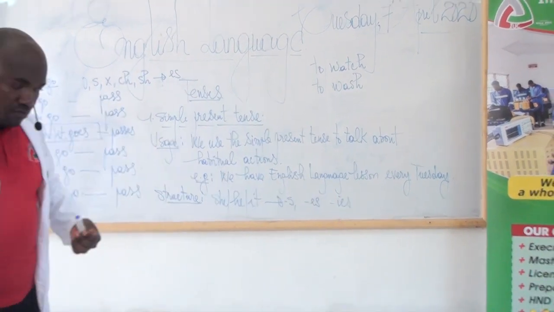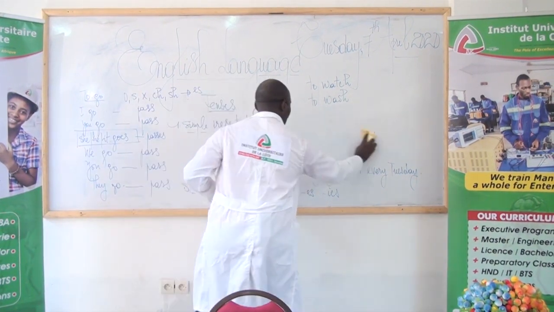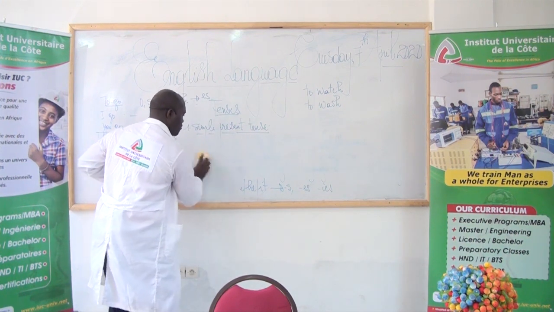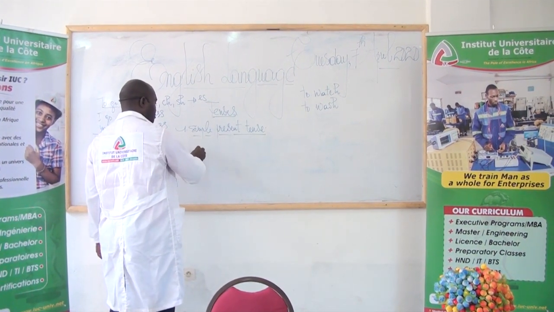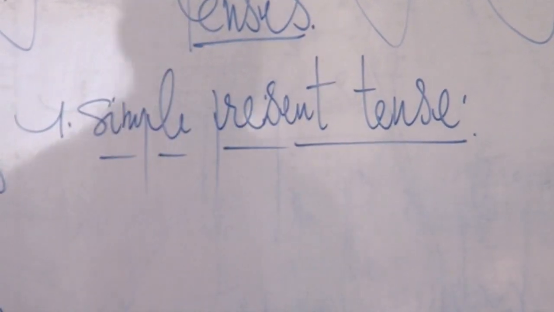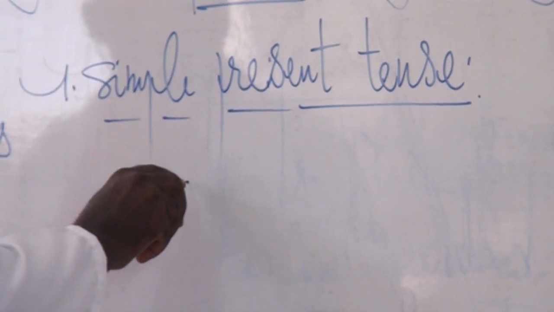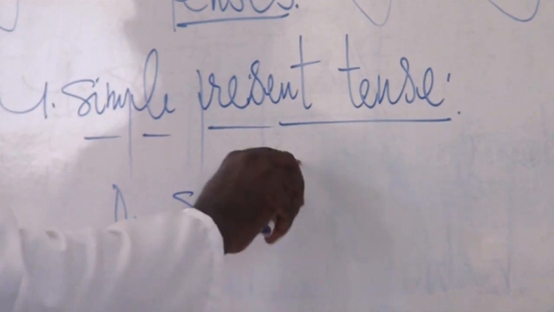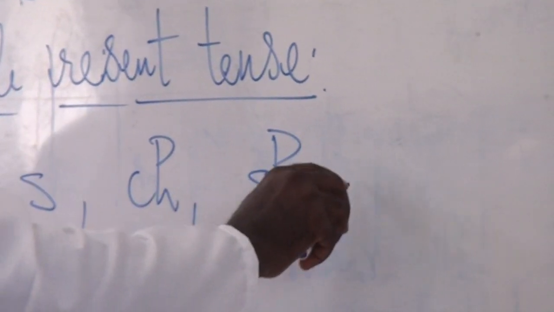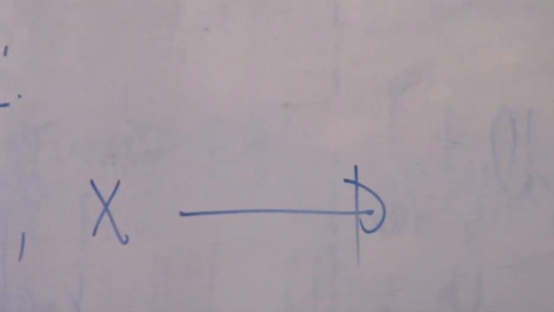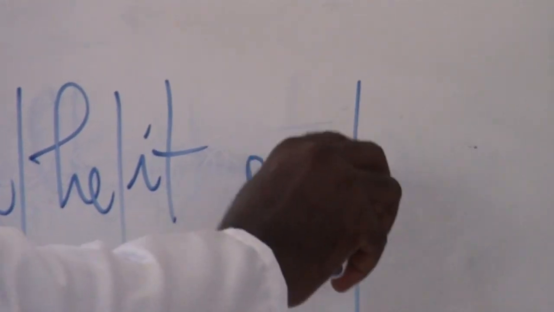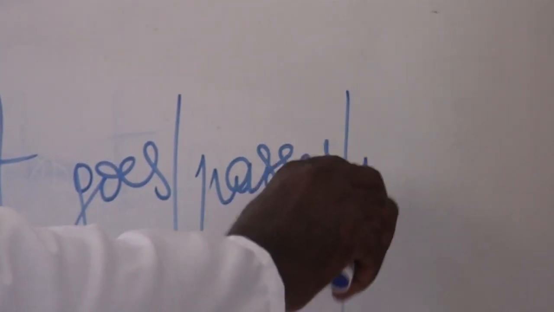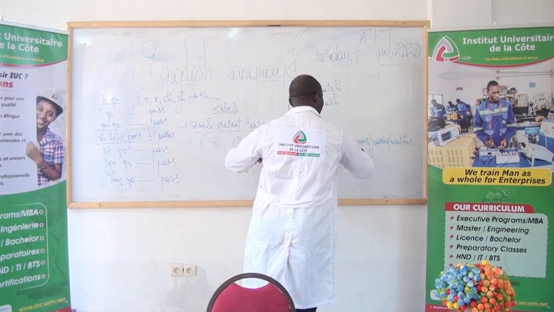So, in summary, what can we say? In summary, when we are conjugating a verb into the simple present tense, if the verb ends with O, S, CH, SH, and X at the third person singular, we have she or he or it goes, or passes, or watches, or washes.